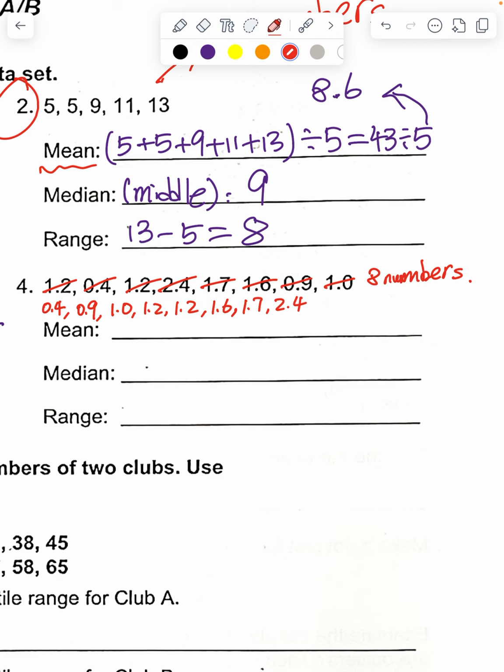So now I'm going to add 0.4, 0.9, and so on. I'm not going to write out everything. I may run out of room. And divide by 8. I'm going to do all this work in my calculator. Find the sum and divide by 8. So the final answer is 1.3.